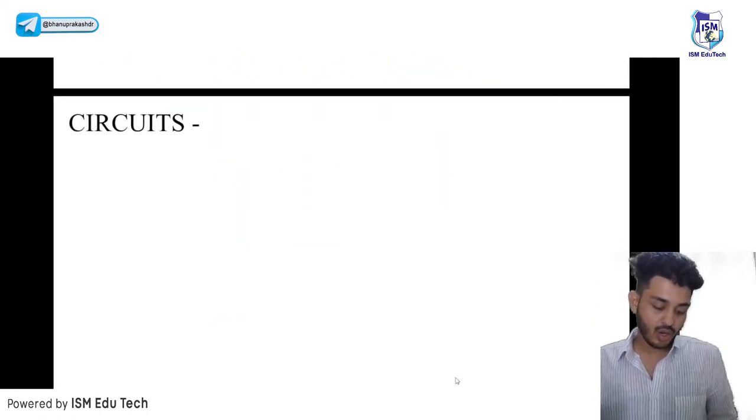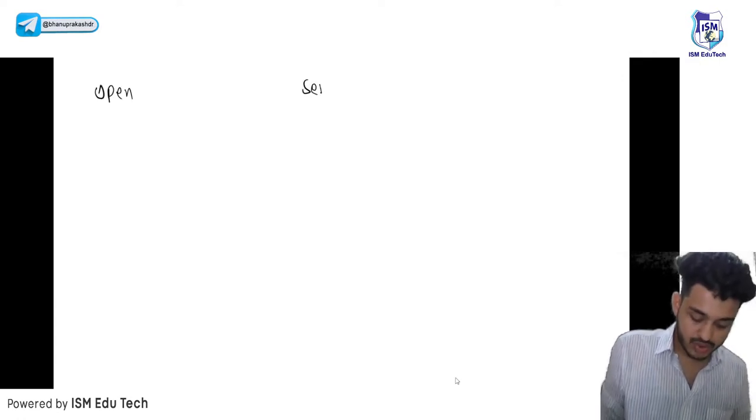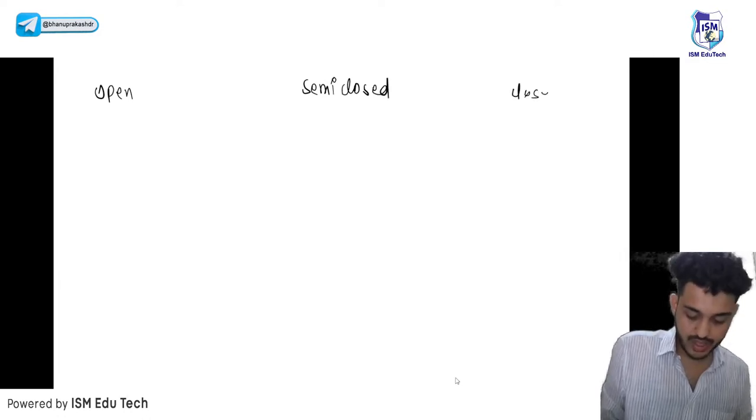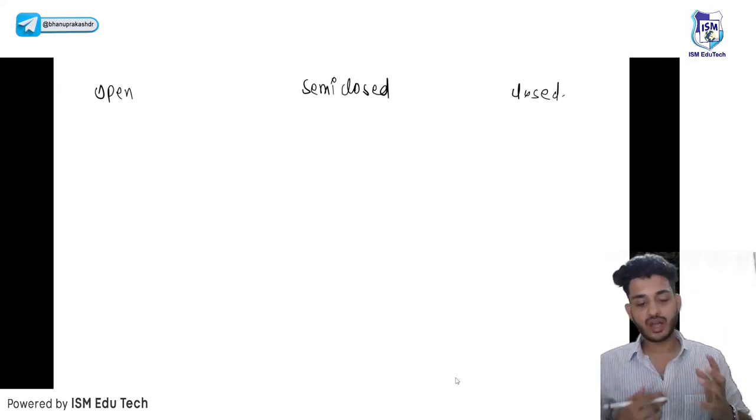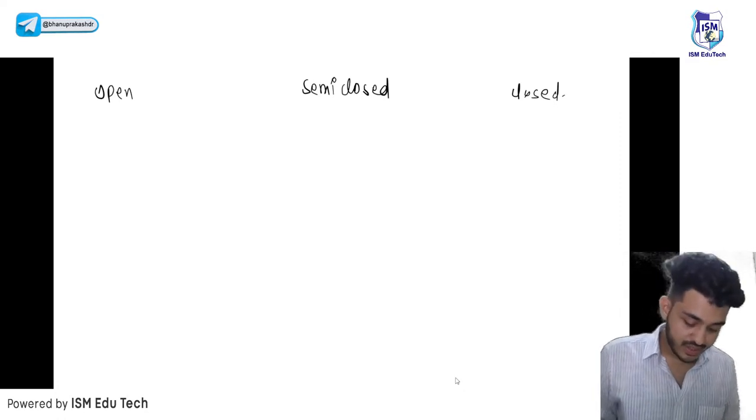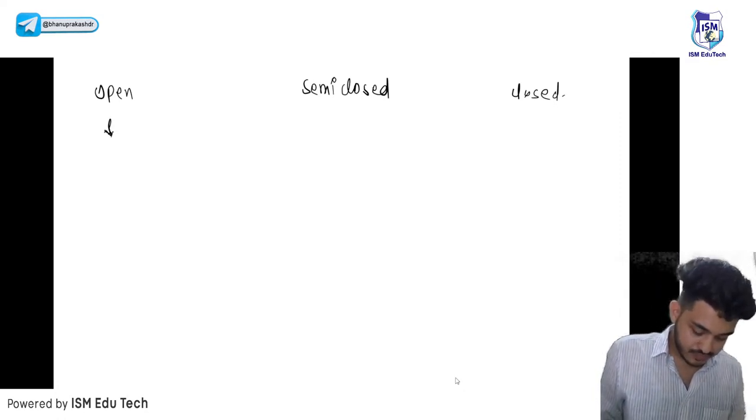These are your open circuit. First one is your open circuit. Second one is your semi-closed. And third one is your closed circuit. Teen tarike ke circuit hote hain. Open circuit will be like you are putting some gas, jaise chloroform lagaya aur sula diya. That is your open circuit.